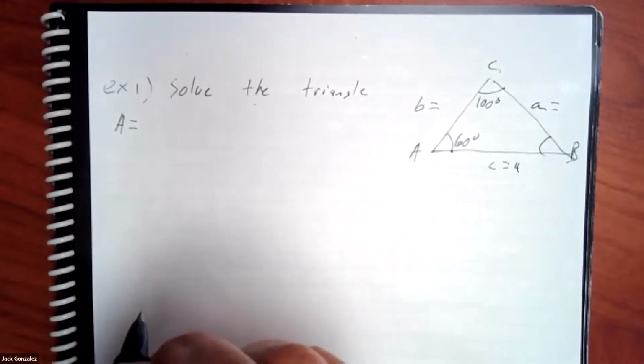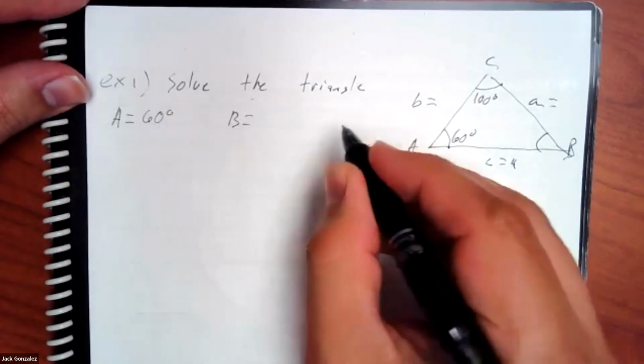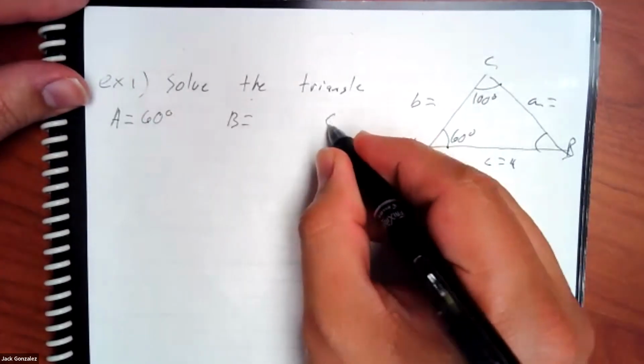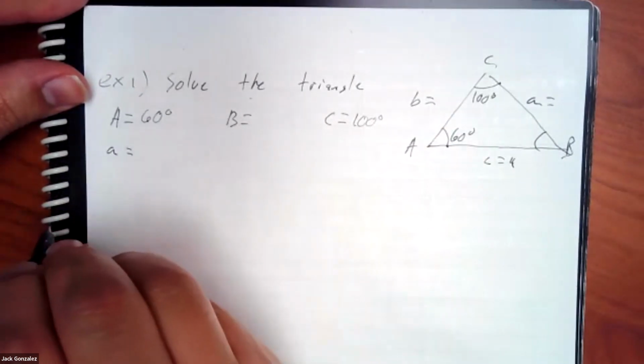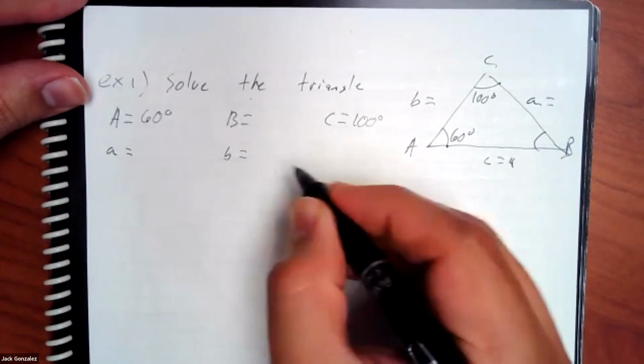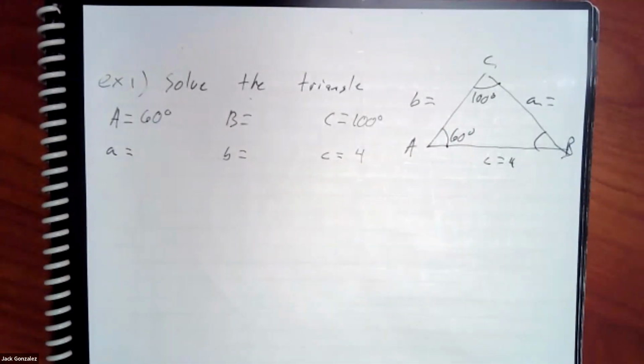What I like to do is write down what I do have. We don't have B. We have little a, no, we don't. Little b, c. Now, you guys should all be able to solve for capital B, right? What is capital B? What does it have to be?